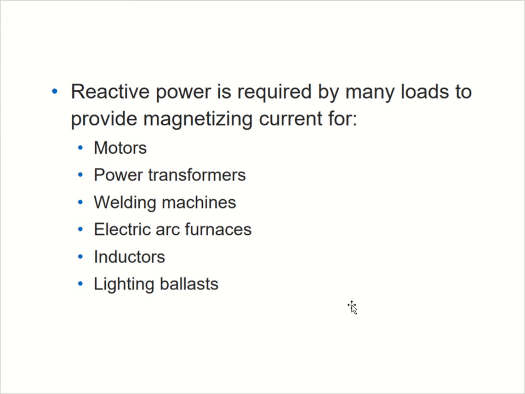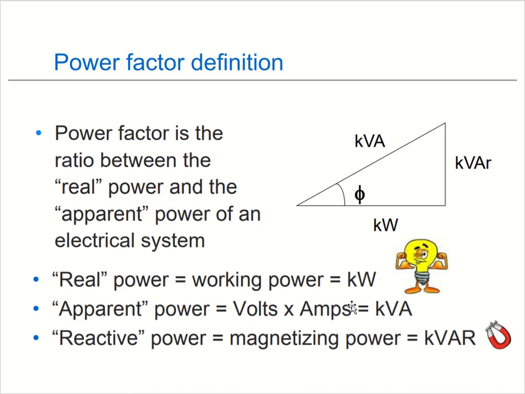So, reactive power is required by many loads to provide magnetizing current for motors, power transformers, welding machines, electric arc furnaces, inductors, and lighting ballasts. So the definition of a power factor is the ratio between real power and the apparent power of an electrical system.